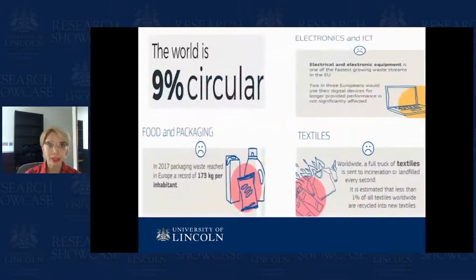Let's see some figures. The world is 9% circular. In 2017, packaging waste reached in Europe a record of 173 kilos per inhabitant. Electronic equipment is one of the fastest growing waste streams in the European Union. It is estimated that less than 1% of all textiles worldwide are recycled into new textiles. What's the reason for this?